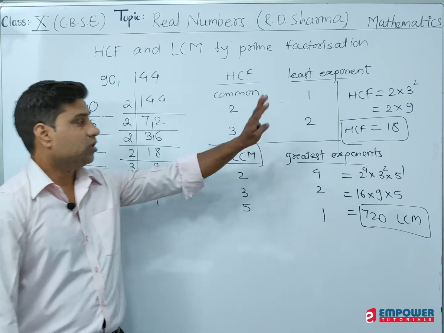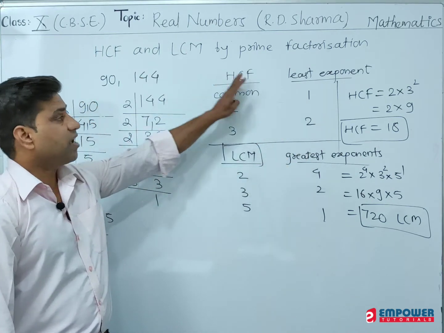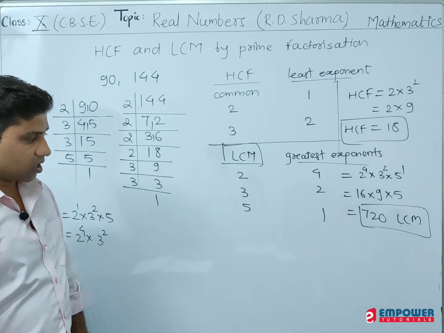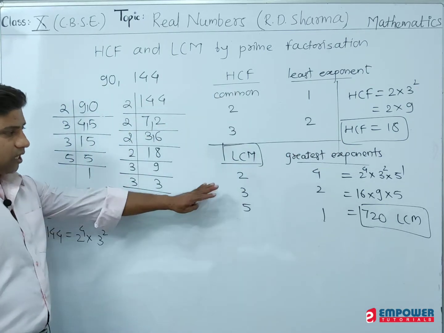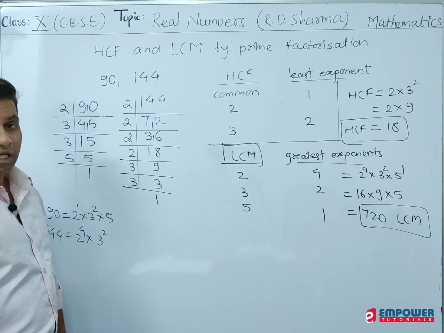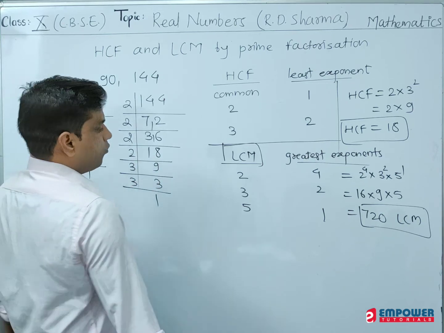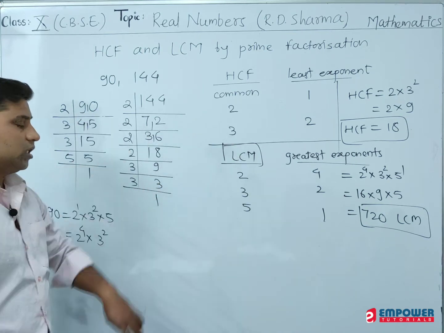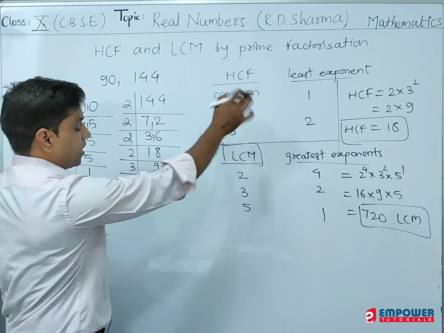Understood this method? This is called the prime factorization method. Okay, next time I'll tell you another method, and at the same time I'm telling you one application also: how we can verify our answer is correct, that this HCF and LCM are correct. There is one relation between this HCF and LCM.